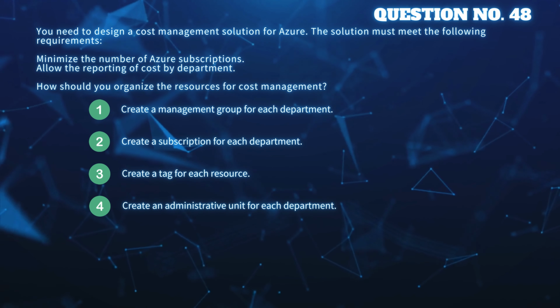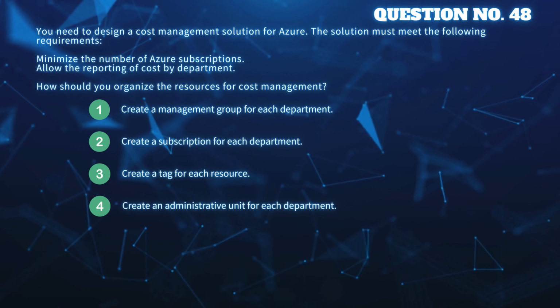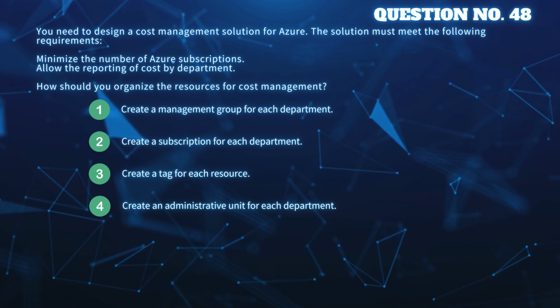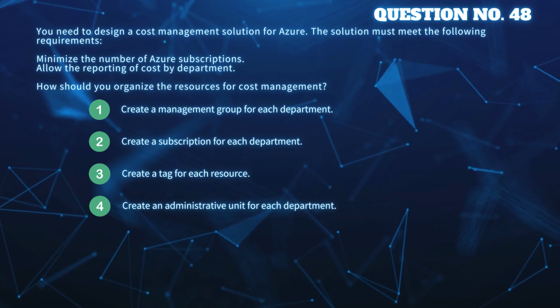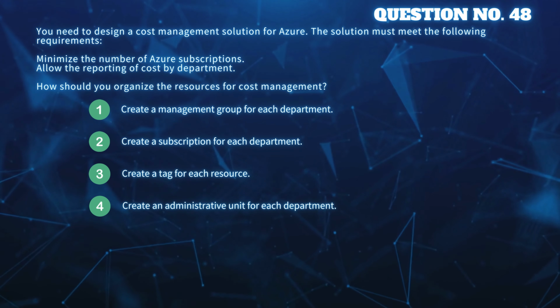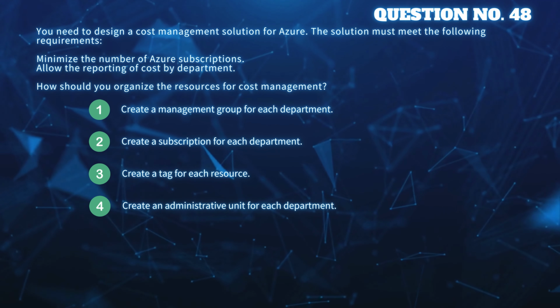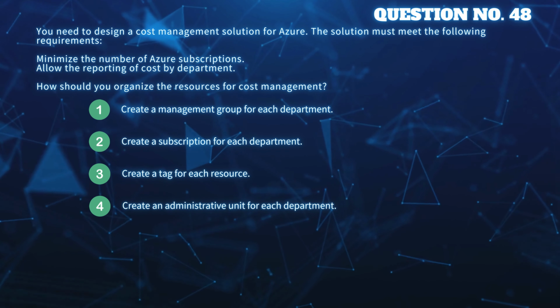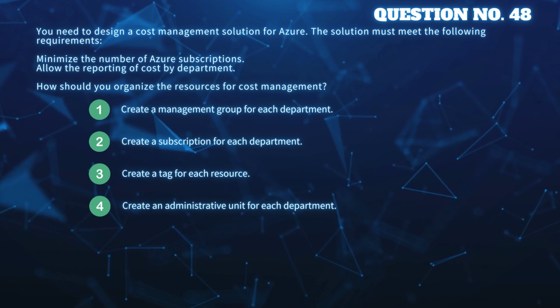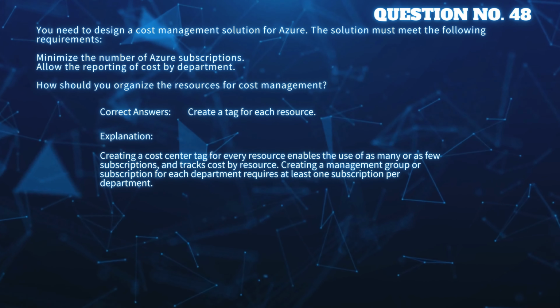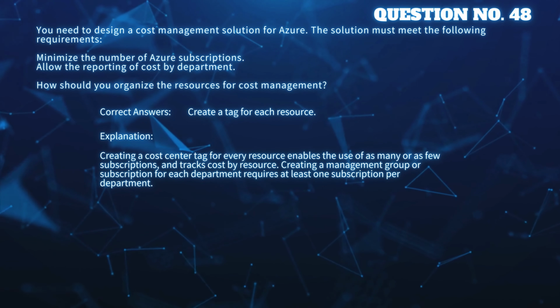Option 1, create a management group for each department. Option 2, create a subscription for each department. Option 3, create a tag for each resource. Option 4, create an administrative unit for each department. Correct answer, create a tag for each resource.